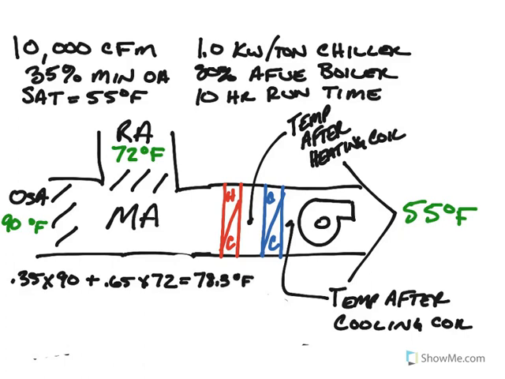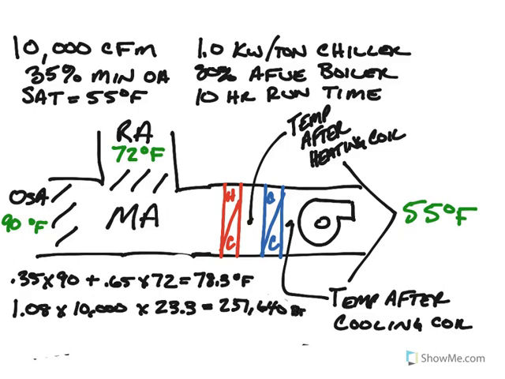78.3 degrees Fahrenheit. And so again, we're going to need to cool that down to 55, and so we subtract 55 from that, and we get 23.3. So same equation here, 1.08 times CFM times the delta T, which is 78.3 minus 55. So we've got 23.3. And that is going to give us 251,640 BTUH.